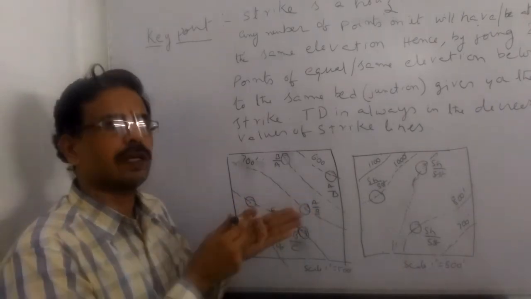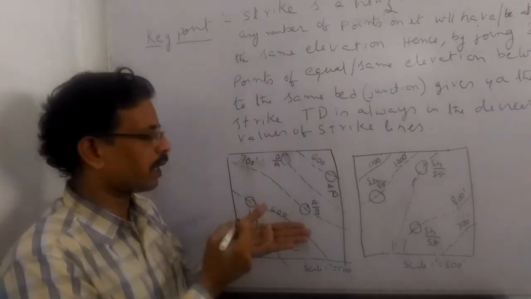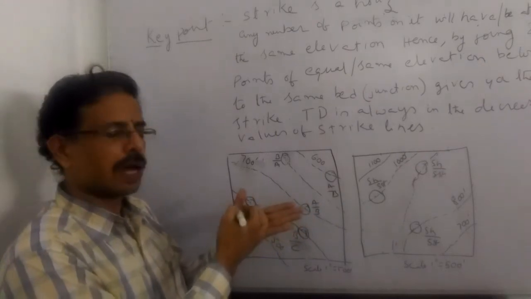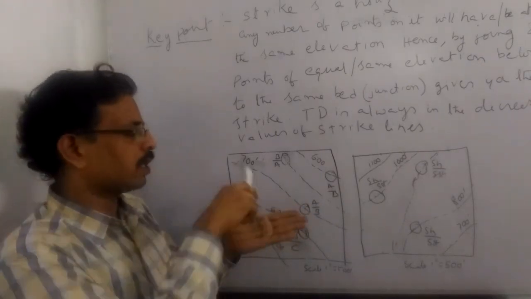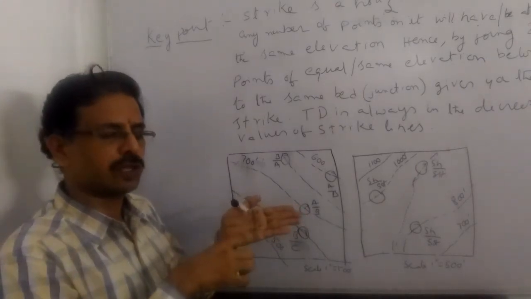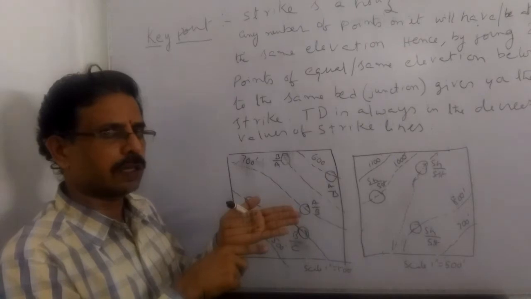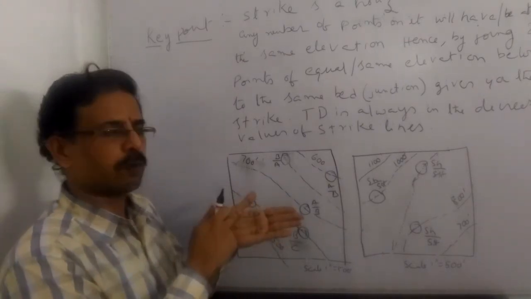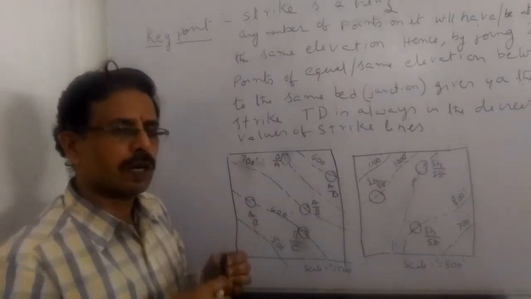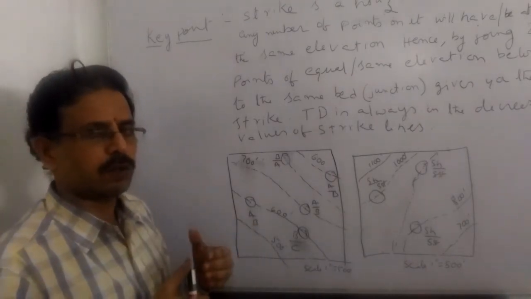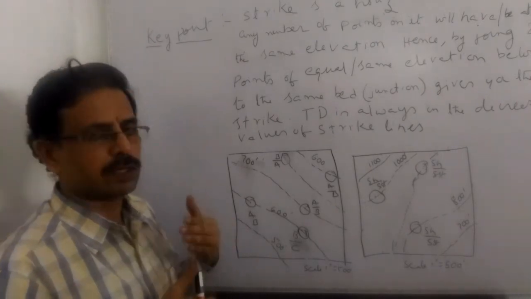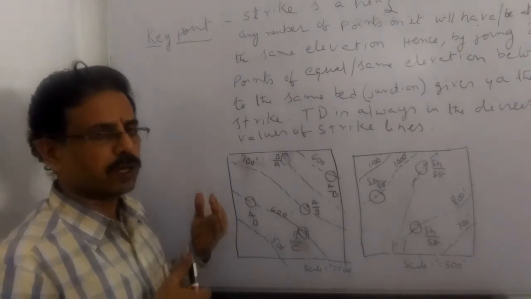You need to keep all this information in your mind. The first is that all the strike lines are horizontal. The second is that all the strike lines are parallel to one another. The third is that the true dip of a bed is always in the direction of decreasing values of strike lines. These three things are to be kept in your mind forever. I have already explained strike and dip in my previous video; for a better understanding, go and watch that video.